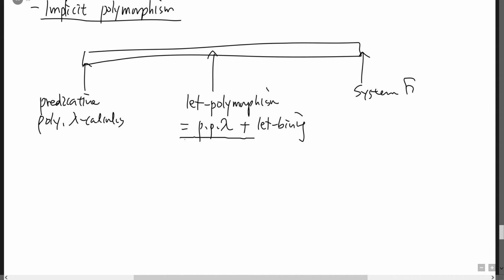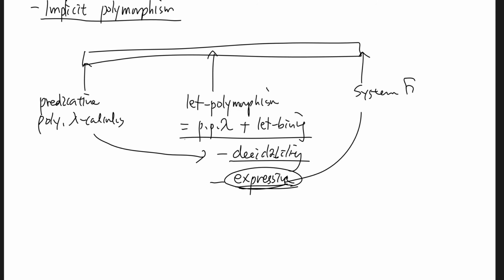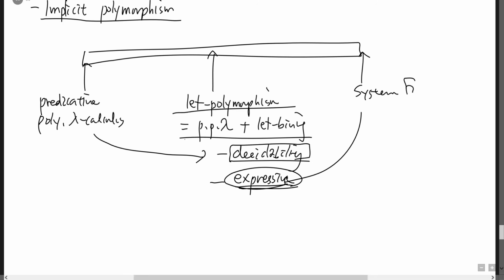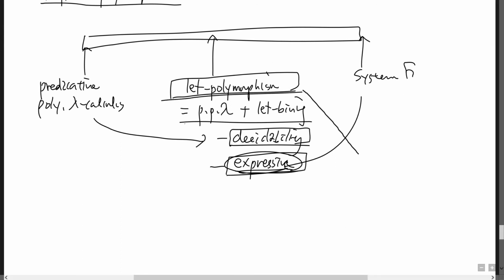And we learned that this let polymorphism offers the best of both worlds. From predicative polymorphic lambda calculus, it inherits the decidability of type reconstruction. And from System F, we partially inherit the rich expressivity. So the expressive power is almost as good as System F. So let polymorphism offers decidability and a sufficiently expressive type system. So let polymorphism is a good basis for a practical programming language. And the plan now is we'd like to develop further this let polymorphism to formulate a practical programming language with a powerful type system.